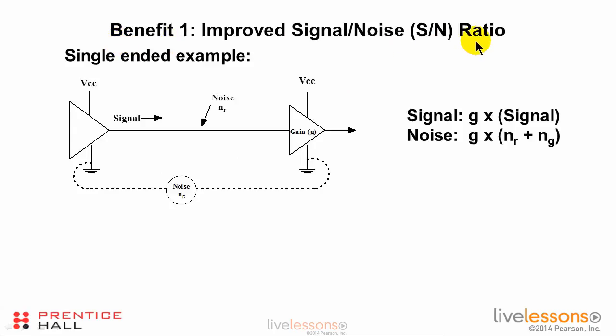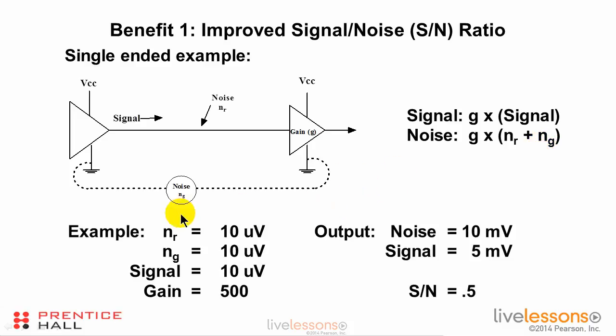First, the improved signal-to-noise ratio. Here's a single-ended example. I've got a driver, I've got a signal, I've got a receiver, maybe this is an amplifier. The amplifier's got a gain. I've got noise radiating onto this trace, maybe in the form of crosstalk or EMI. I've got noise on the ground plane that I'll call NG. And in the amplifier, I've got a gain, so the signal out is G times the signal, and the noise out is G times the sum of the noise sources.